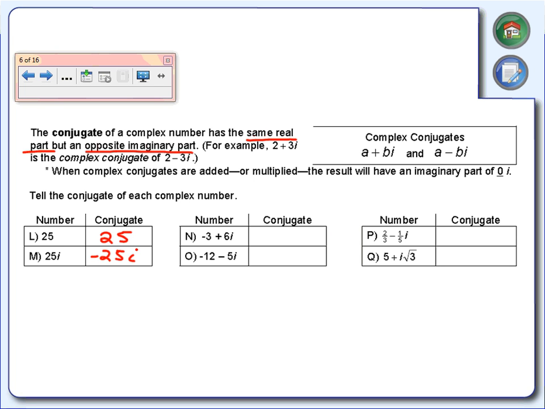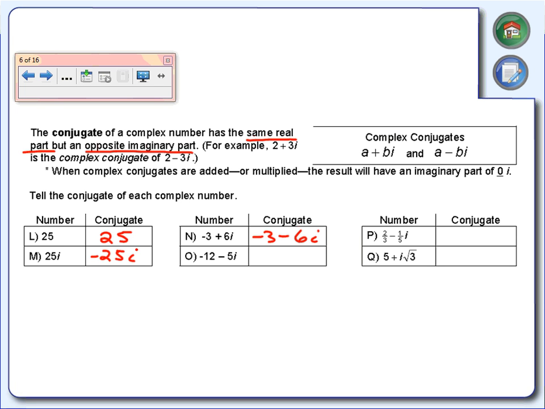N, negative 3 plus 6i. I'm looking for the conjugate. All we're changing is the sign on the imaginary part. So now this is going to be negative 3 minus 6i. It's only the middle number that's changed, or the sign there that's changing.